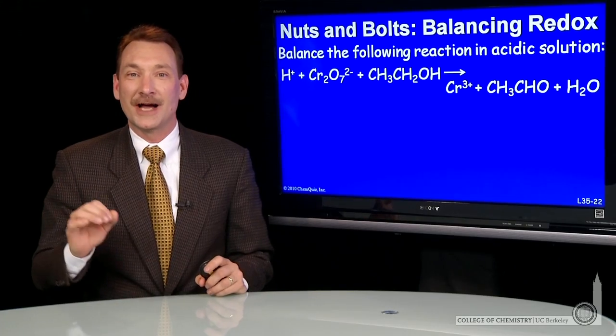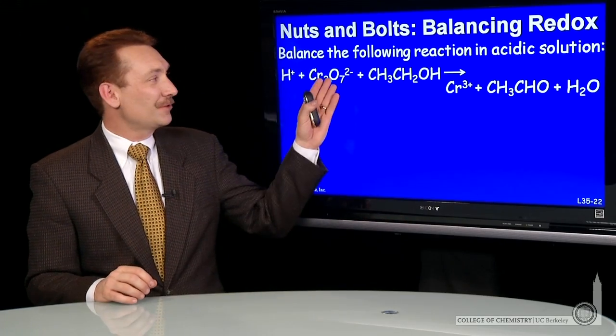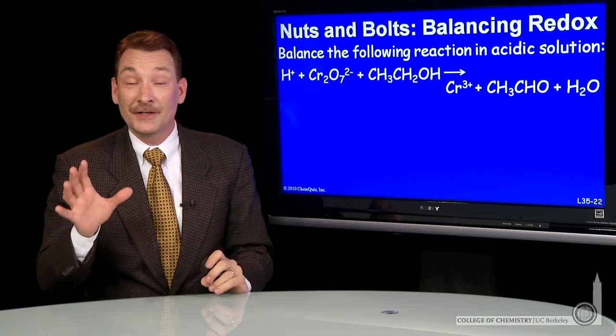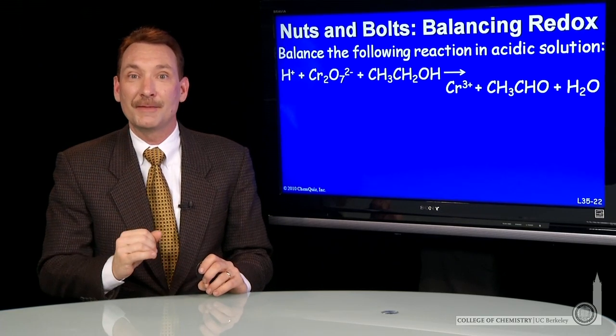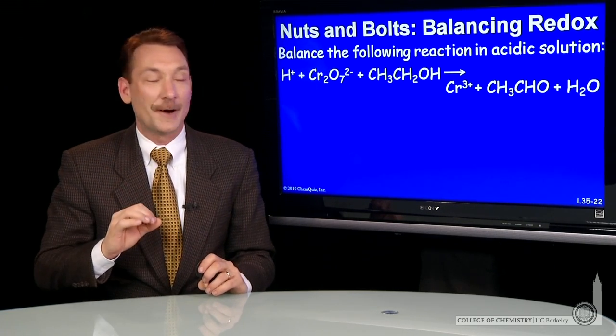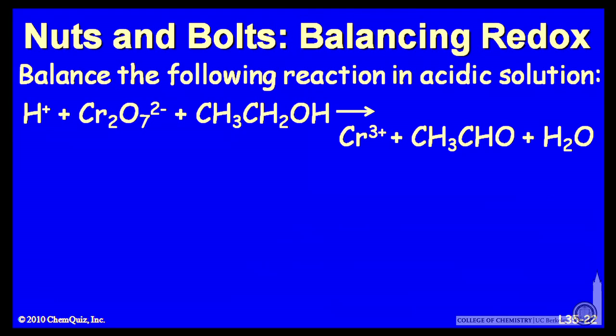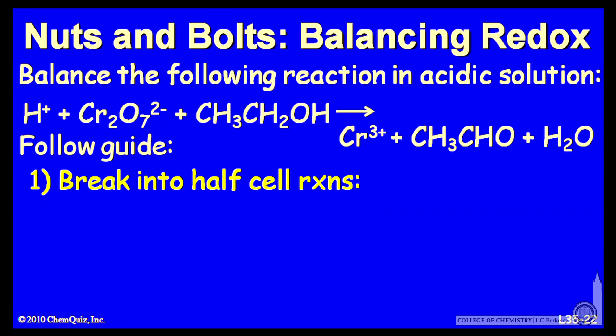Let's balance a redox reaction. Here's a redox reaction here, and when you balance redox reactions, you should follow a series of steps, and they're outlined in many textbooks. I'll go through them right now. So this redox reaction, the first step is to break the redox reaction into two half cells.